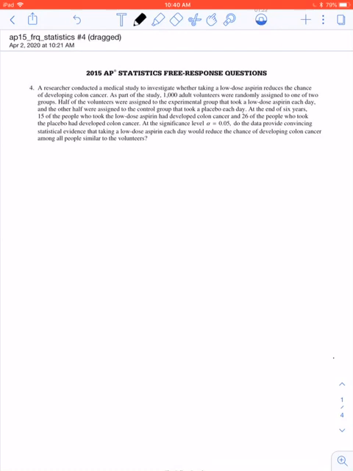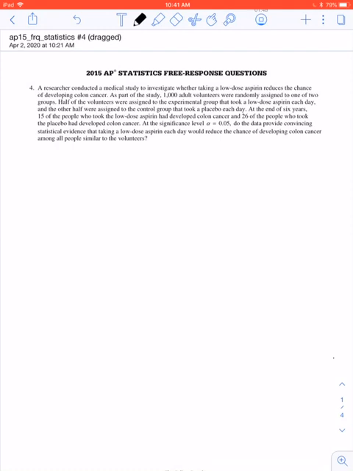Alright, so basically, what are they asking us to run a significance test on? They're asking us to run a significance test to show that the proportion of people who take aspirin every day and develop colon cancer is less than the proportion of people who take a placebo every day and develop colon cancer. In other words, we're testing to see if taking aspirin reduces your risk of getting colon cancer.